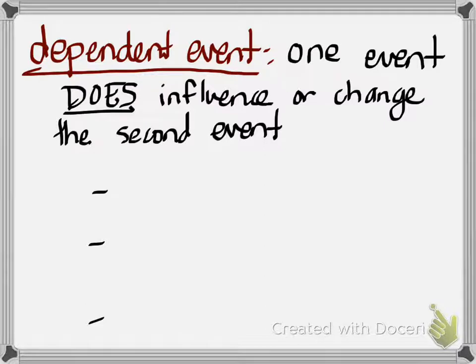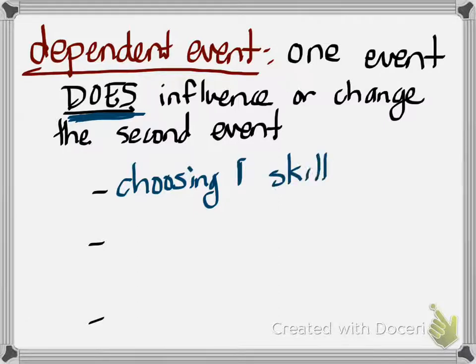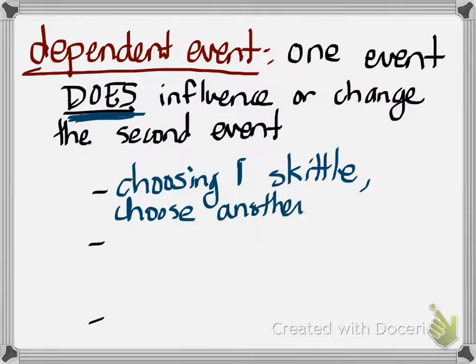Here's your definition for dependent event. One event does influence or change the second event. So an example would be choosing a marble, or let's change it to something. Let's choose one Skittle from the bag and then choose a second one. I'm not going to replace the Skittle in the bag. I want to eat it. So I'm changing the probability the second time around because one Skittle is no longer in the bag.